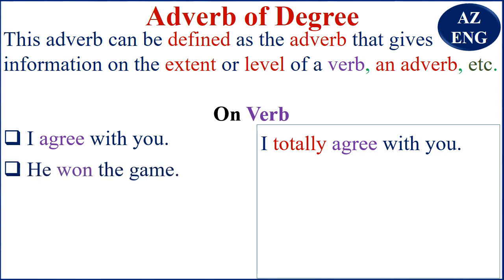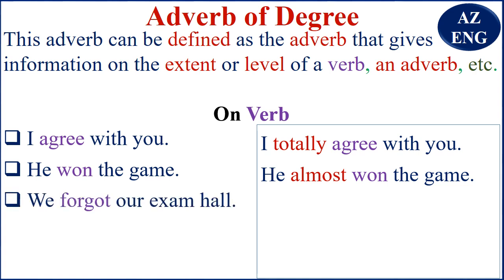He won the game. You've got a verb, but you haven't got an adverb. But here, he almost won the game. So now you see you've got the adverb of degree. You've got he, the pronoun. Almost is the adverb of degree. Won is a verb. The definite article the, and game is a noun.